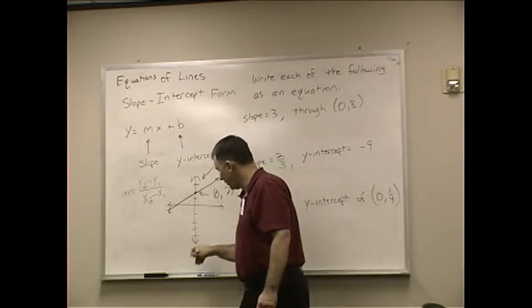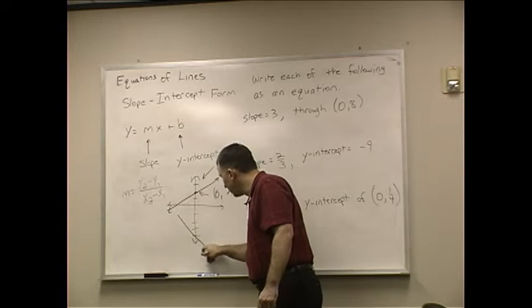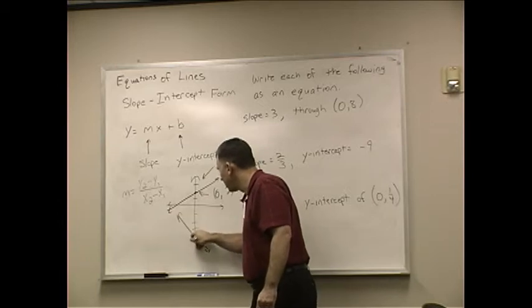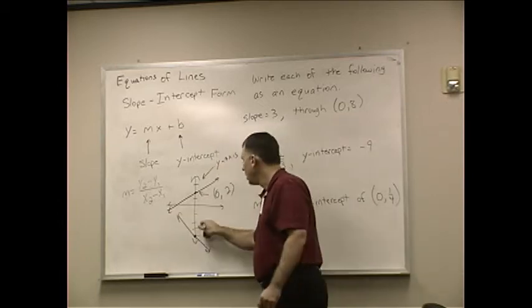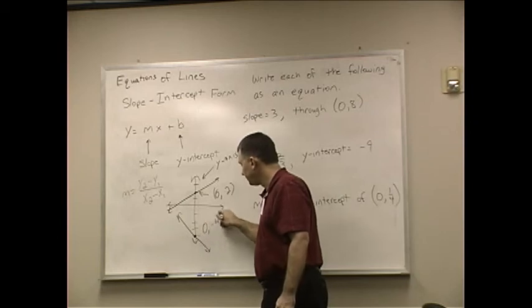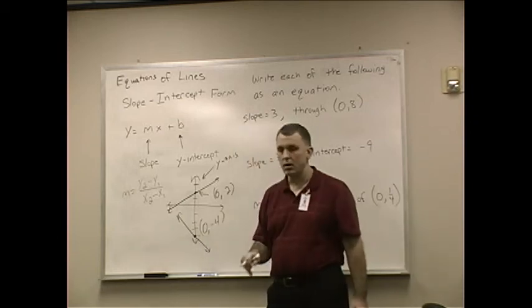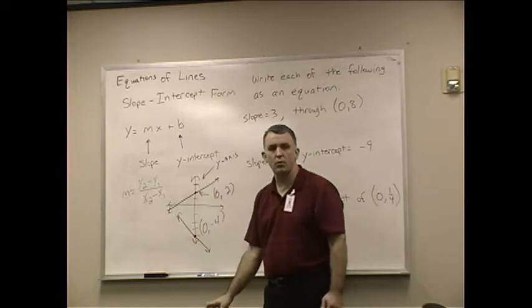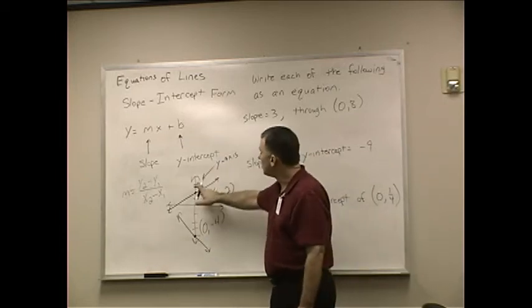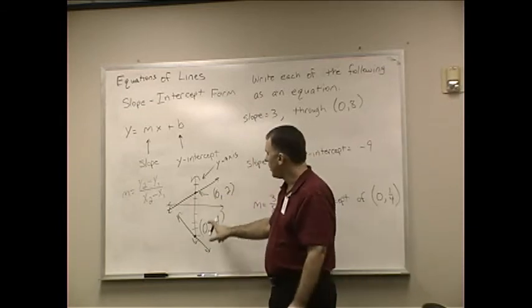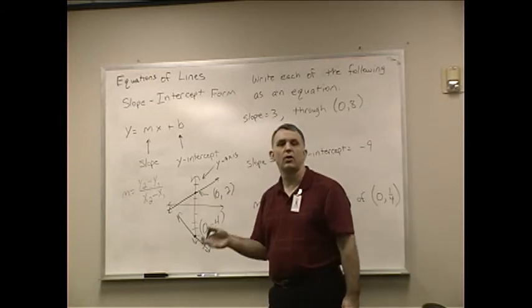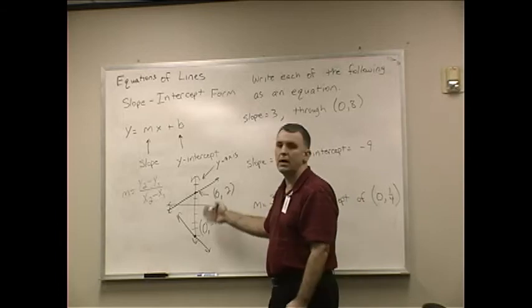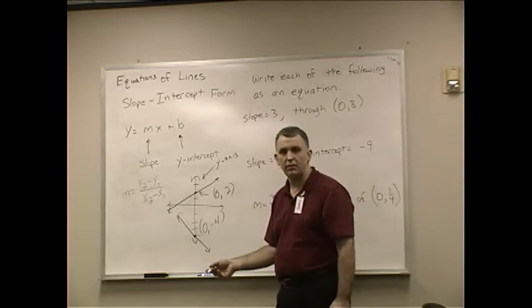If I have a line that's going through down here at -4, the point is (0, -4). For equations that go through the y-axis, when you're writing that y-intercept, the x value is always 0. So that's something to keep in mind when we're looking at points.